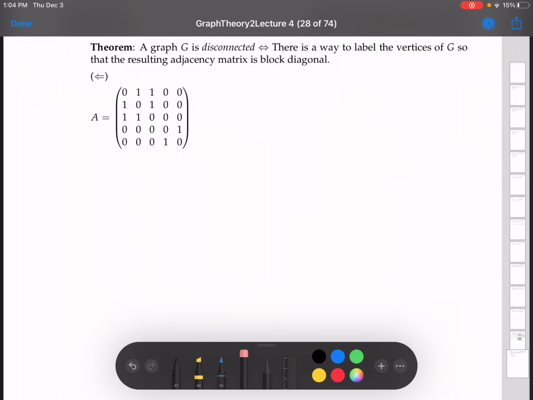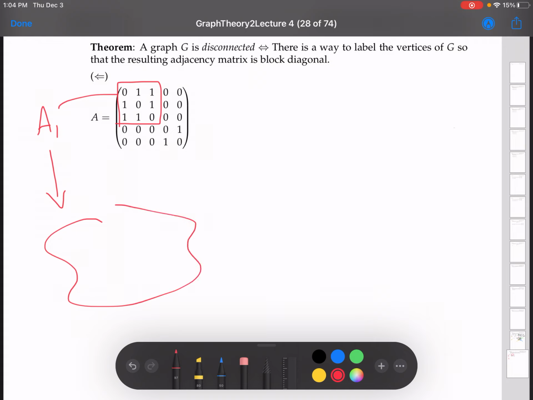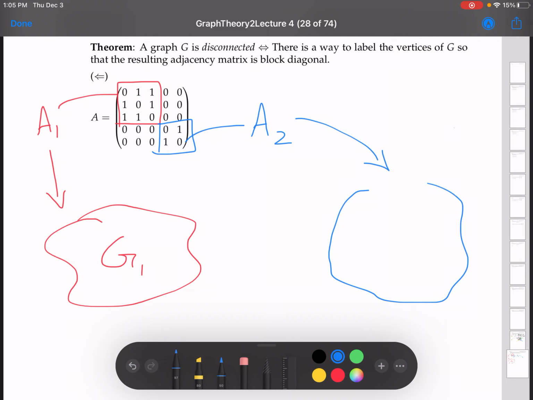Before I draw the graph, which you will see is in fact disconnected, let's think about why it must be. So this block, what I've called A1, this is an adjacency matrix. It defines some graph, let's say G1. And this block, what I've called A2, is an adjacency matrix in its own right, and it defines some other graph, let's say G2.